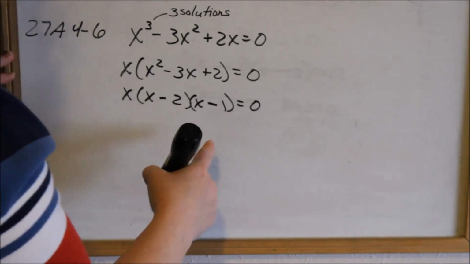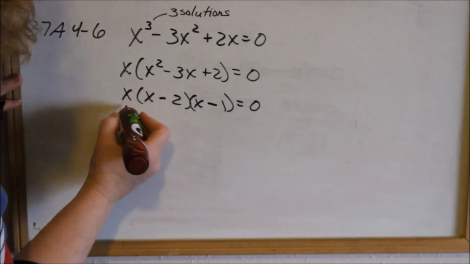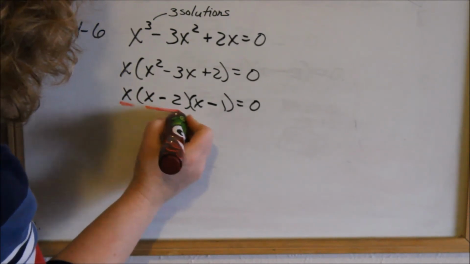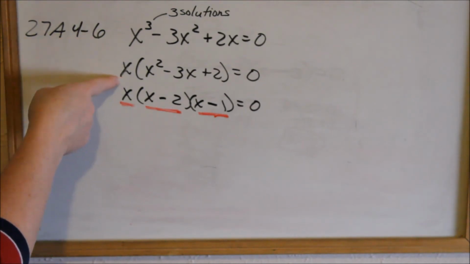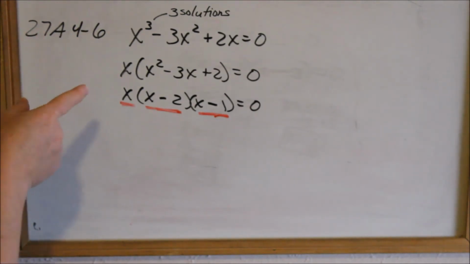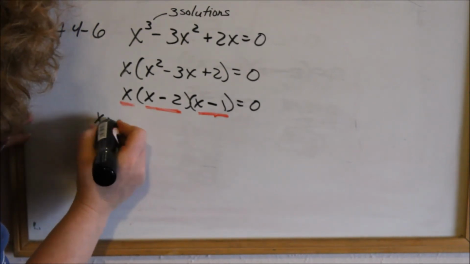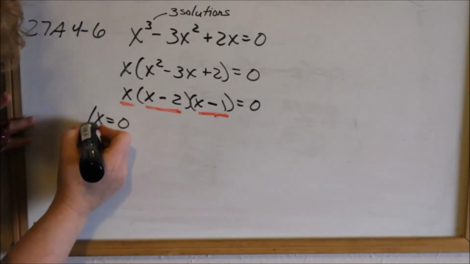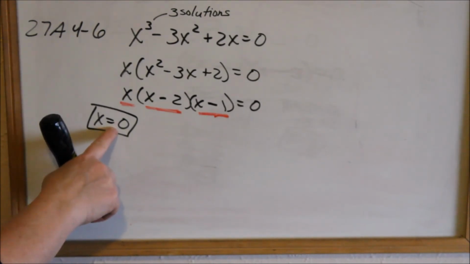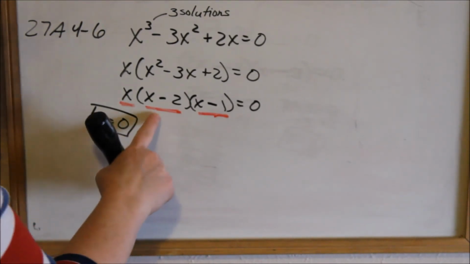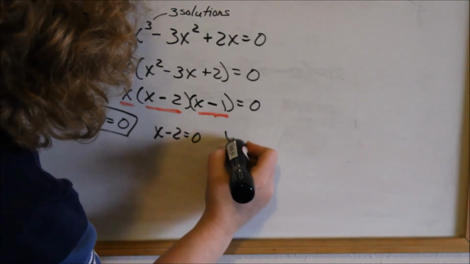Now step number 3 was to set each factor equal to 0. This is a factor, that is a factor, and that is a factor. I have 3 factors, okay? So I've got to set each one of those equal to 0. Setting this very first one equal to 0 just means x equals 0. That is one of my solutions. Okay, do not leave this one out. It's very important.